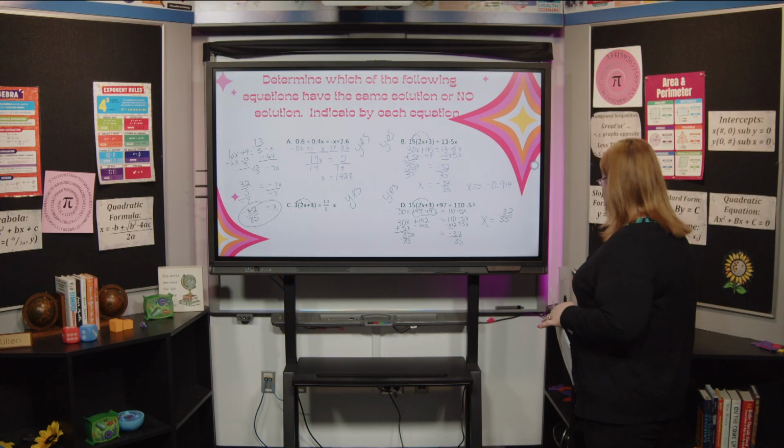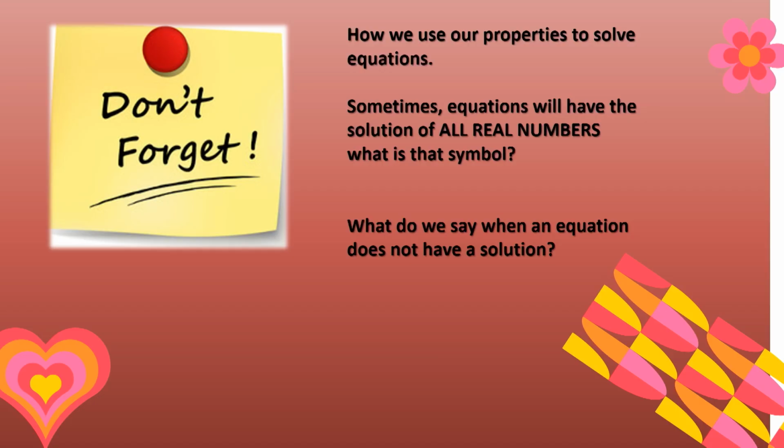Awesome. So let's see what's next. We don't want to forget how we use our properties to solve our equations. We use opposite operations. Sometimes equations will have the solution of all real numbers, and remember, that symbol is the weird looking R. What do we say when an equation does not have a solution? We say there is no real solutions.